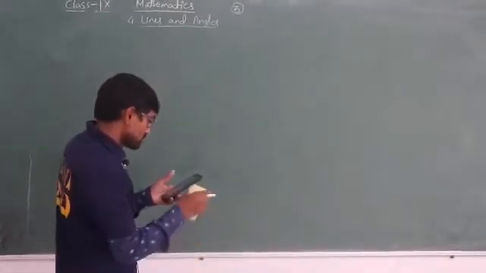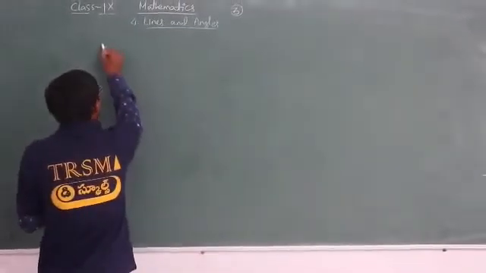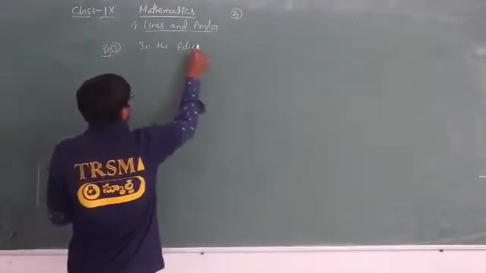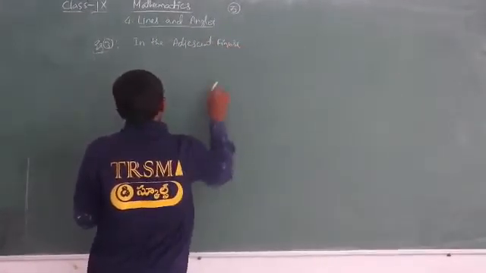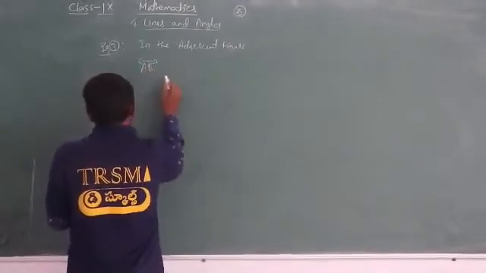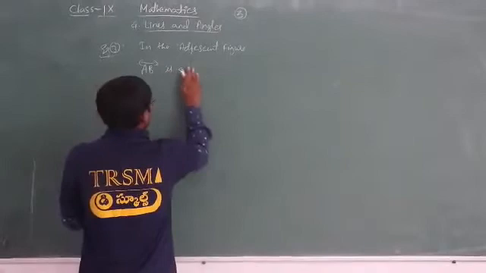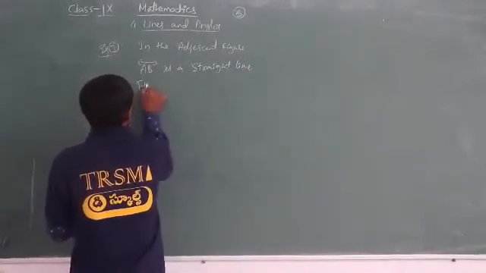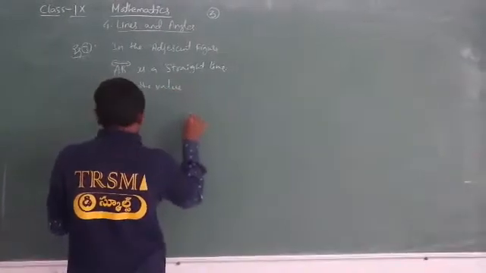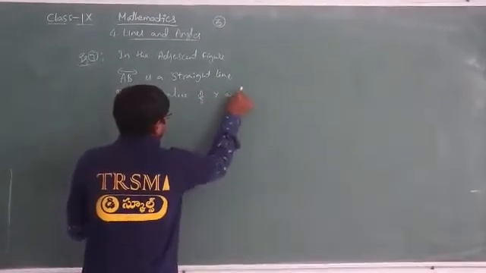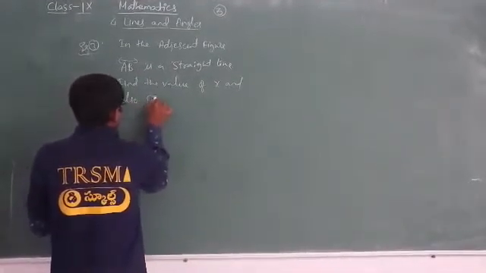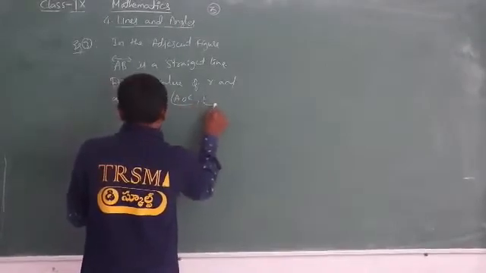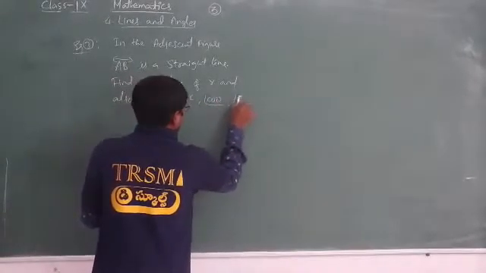I have here example number 3. In the adjacent figure, AB is a straight line, then find the value of x and also find angle AOC, angle COD and angle BOD.